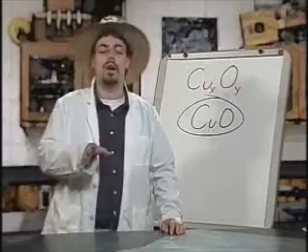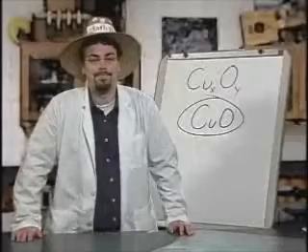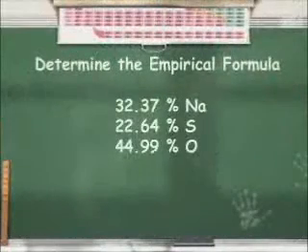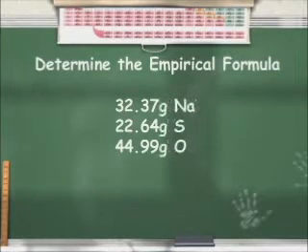Let's try one more of each of these types of problems, and then we'll call it a day. Complete this problem in your notes. Determine the empirical formula for a compound that's found to contain 32.37% sodium, 22.64% sulfur, and 44.99% oxygen. Now convert each of these to moles.